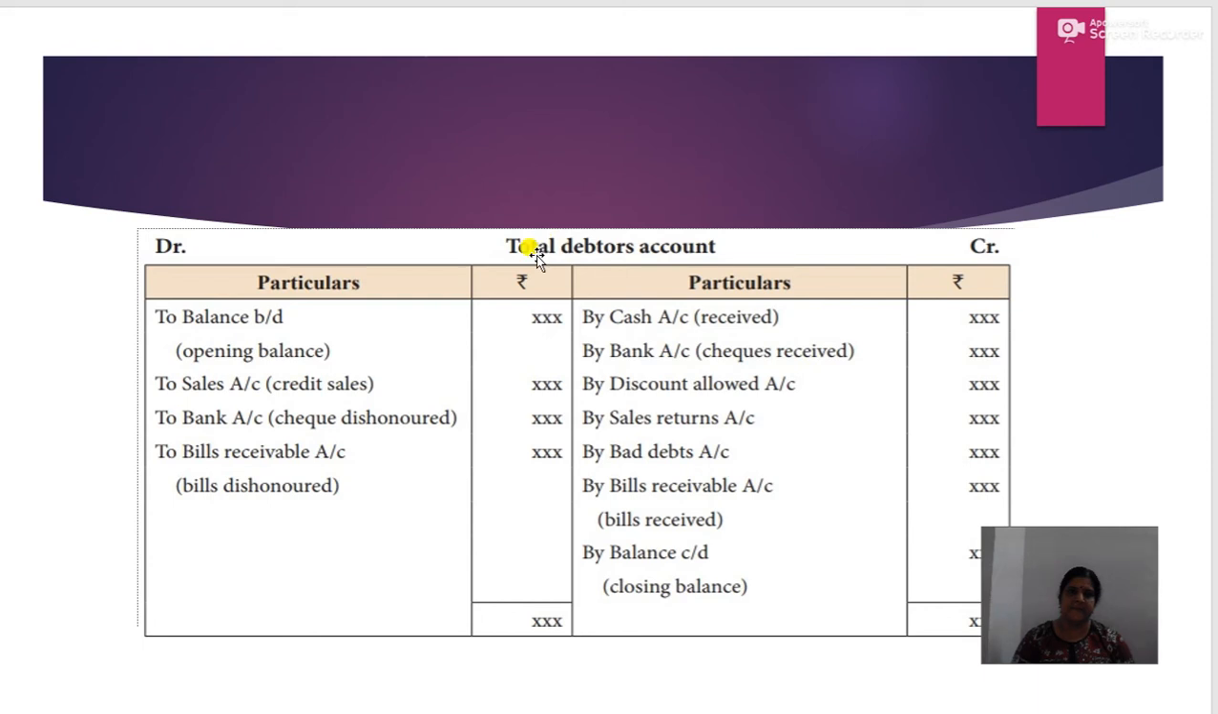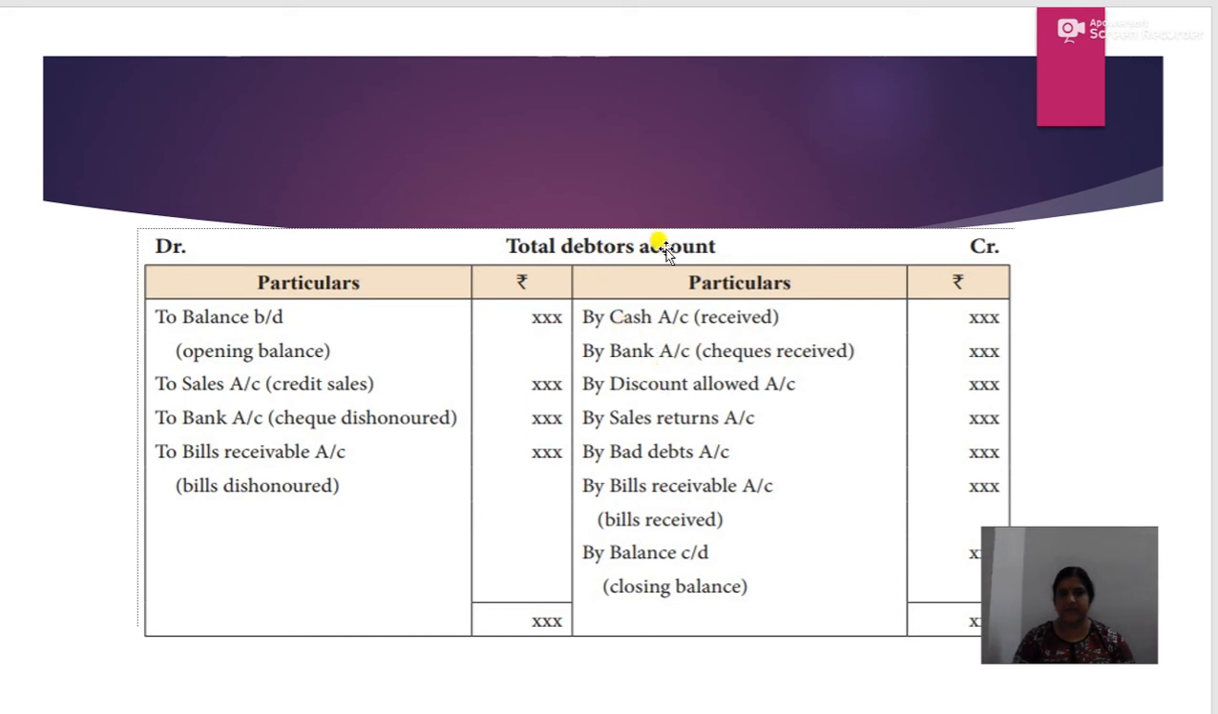That is, the entry will be debtors account debited to sales, then debtors account debited to bank, and debtors account debited to bills receivable. Okay. So the items which are reducing the account balance, that is the debtors account balance, will be shown on the credit side. For example, cash received. So the amount of debtors will be reduced to that extent.